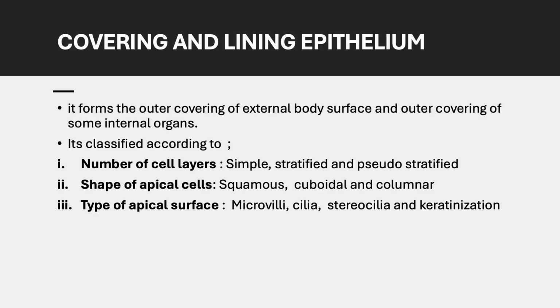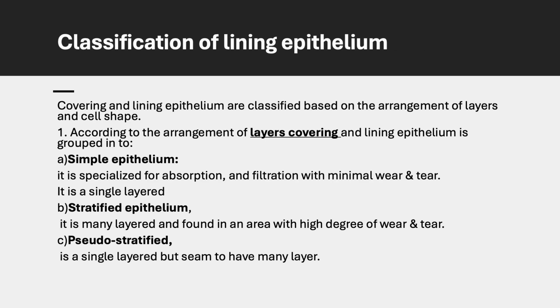They are also classified according to the shape of the apical surface: squamous, flat; cuboidal, that is cubed; and columnar, cylindrical. They are also classified according to the adaptation of their apical surface structure: that's microvilli, we can have cilia or striated, and we can have keratinized epithelial cells. So we can discuss classification according to the lining of epithelium.